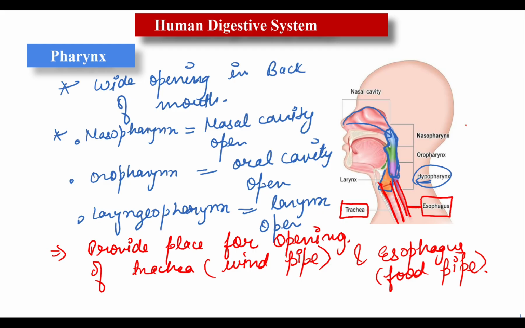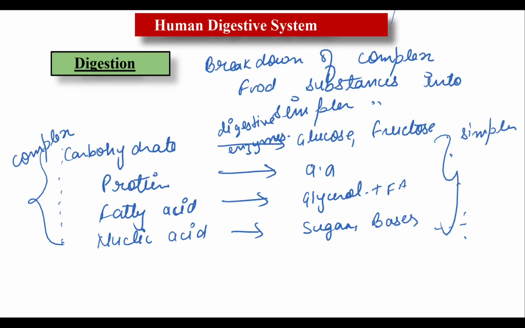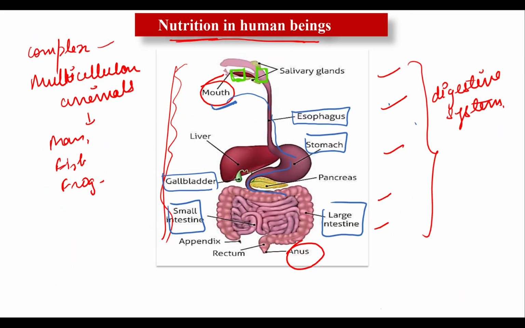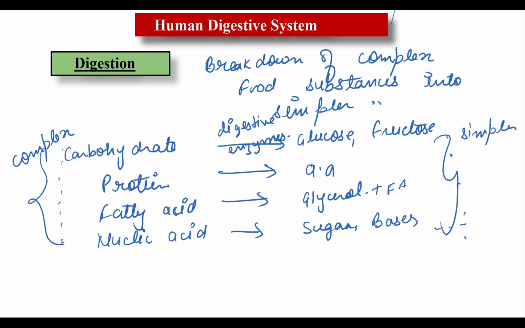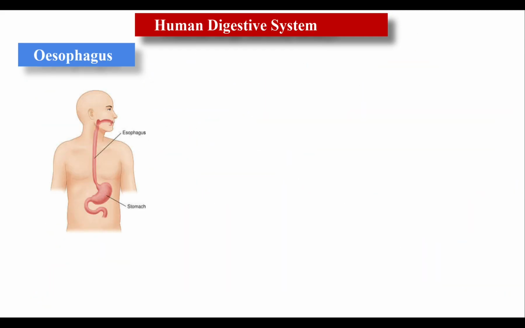Now, let's talk about this back part. First of all, the esophagus. About the trachea, we will discuss it in the topic respiration. The esophagus is related to your digestive system. Now, let me show you the diagram. Look at this tube-like structure. This tube-like structure is known as the esophagus. It is actually the food pipe through which food is passing from the mouth to the buccal cavity.